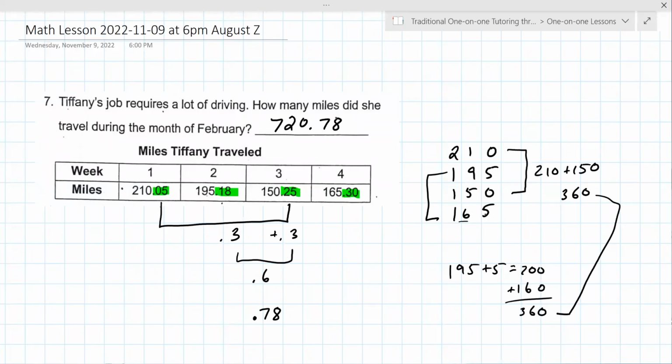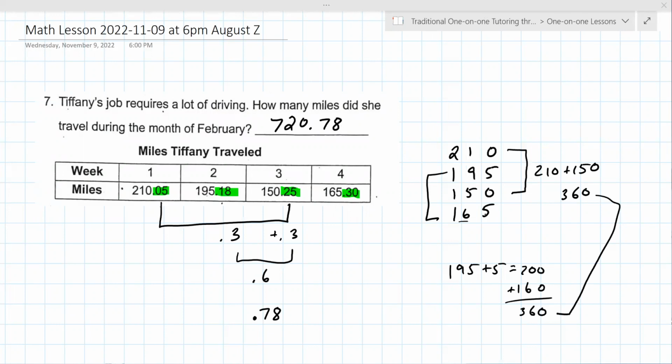Now, of course, you can do it where you just add them up vertically, but this is just another way to do it for you. When is this assignment due, by the way? It is due tomorrow. Okay.